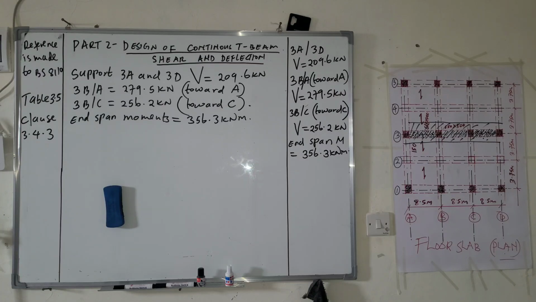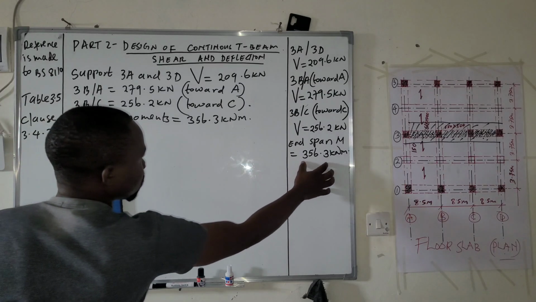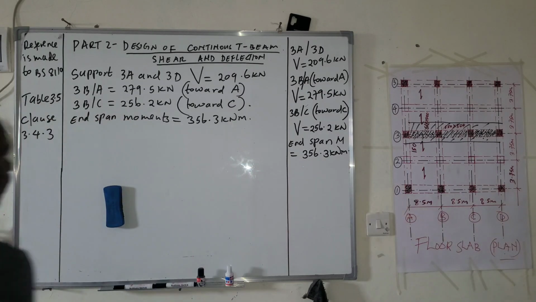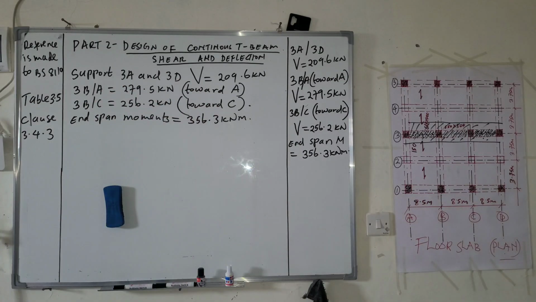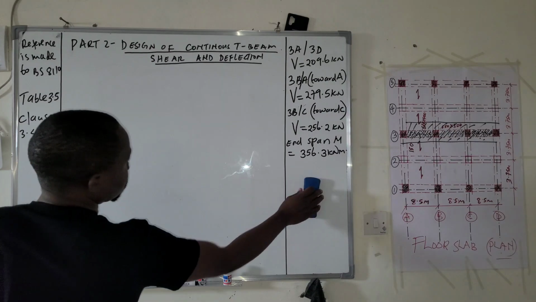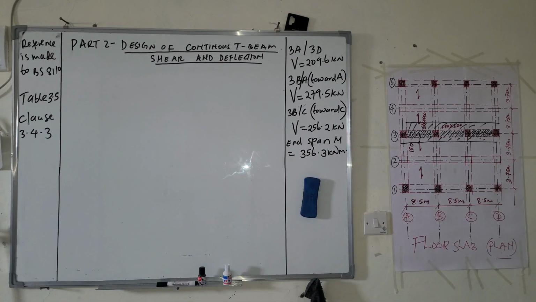So let's continue. This information is what is on the far column. So I will erase this and keep this for the proceeding calculation. I want to begin with span 3AB. So we begin with shear.